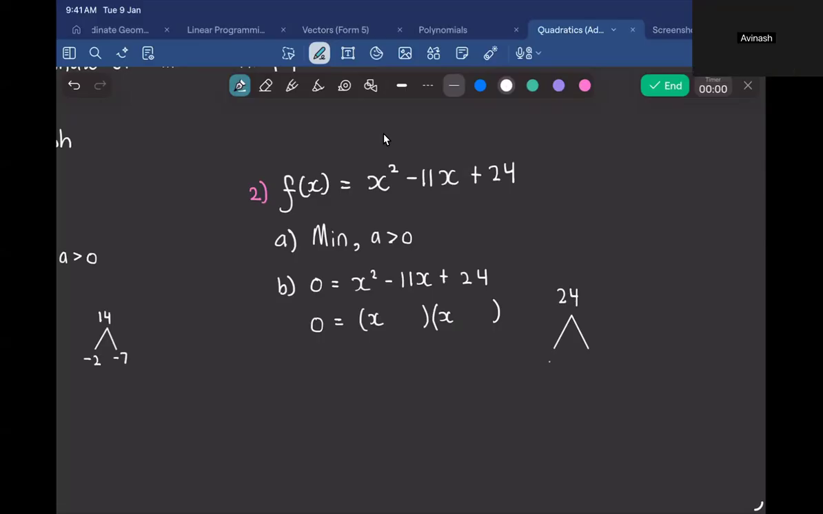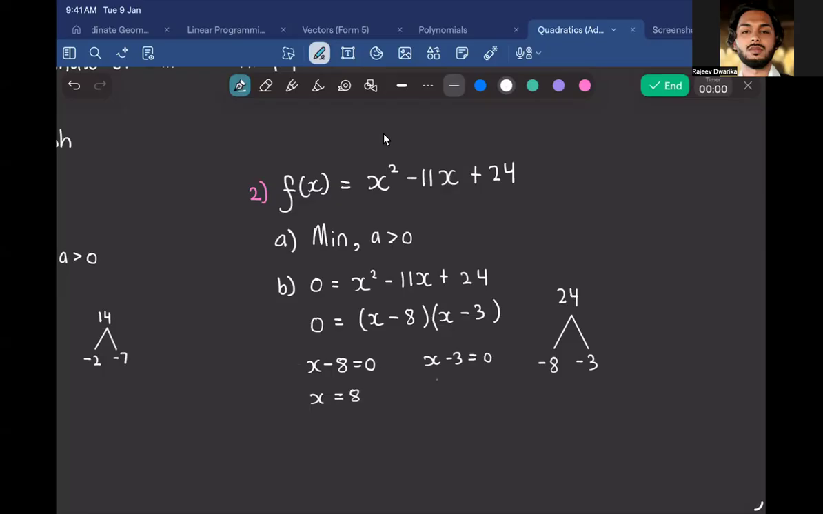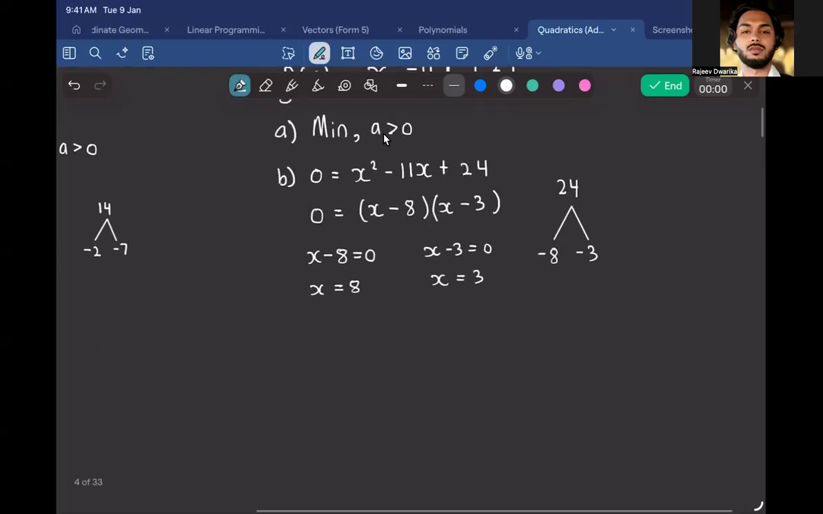I get 8 and 3. Positive 8 and positive 3, or negative 8 and negative 3? You have to be specific. Sorry, sir. So negative 8, negative 3. So you would say x minus 8 is equal to 0, and x minus 3 is equal to 0. If that's the case, x would be equal to 8, and x would be equal to 3. So those are your roots. Yes, sir.